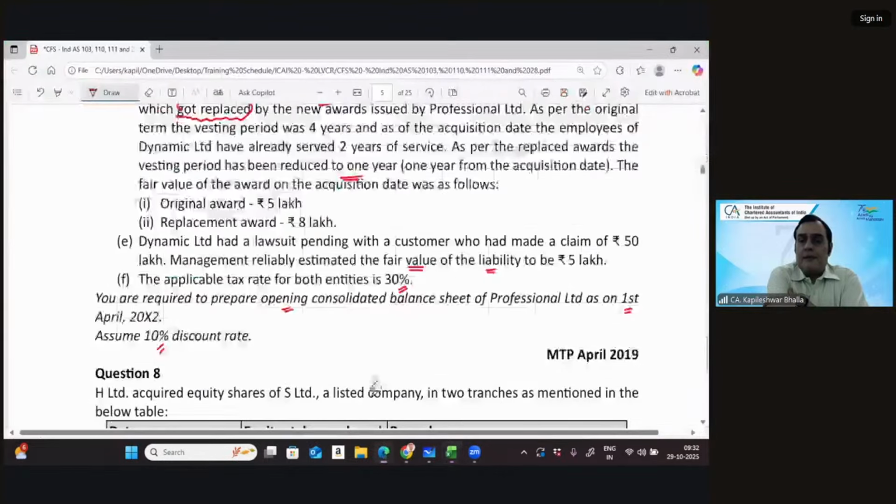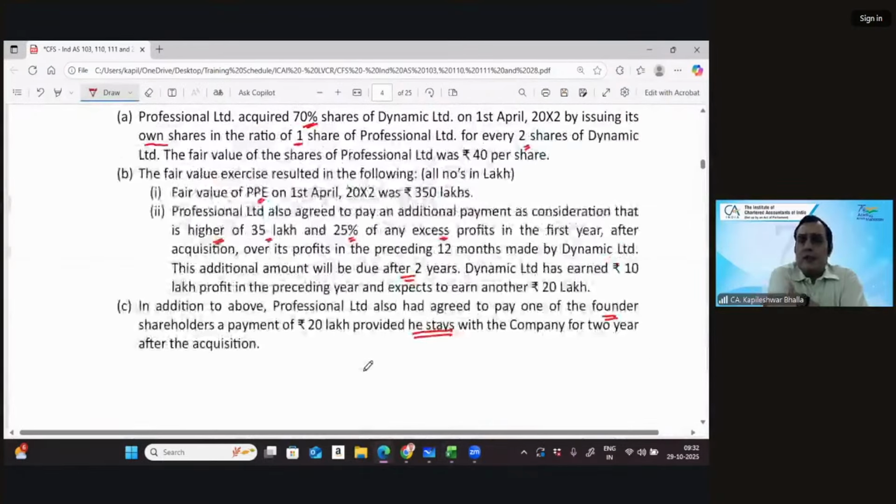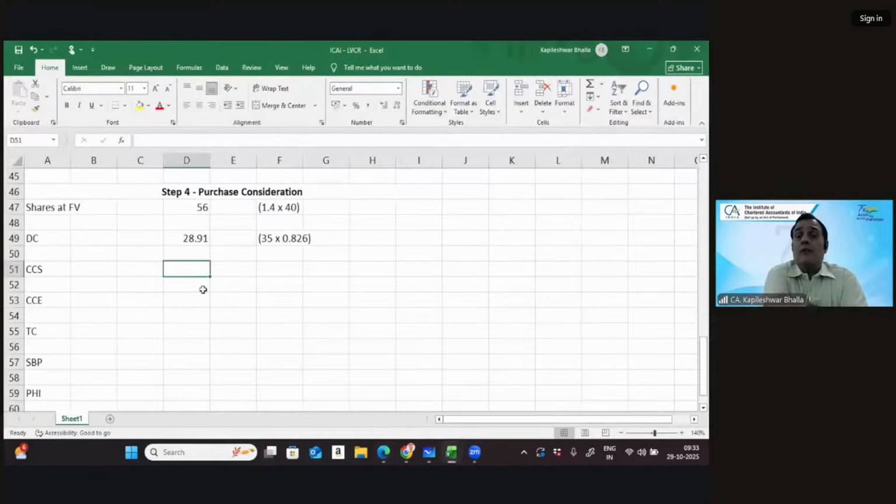Then let's see if there is anything else which is given. SBP is there, but there is also point number C. Professional agreed to pay one of the founder shareholders 20 lakhs provided he stays in the company, that is CCE. And we know CCE is not taken as a part of BC. So there is no CCS. CCE is not taken. TC is not there, taking it as 0.